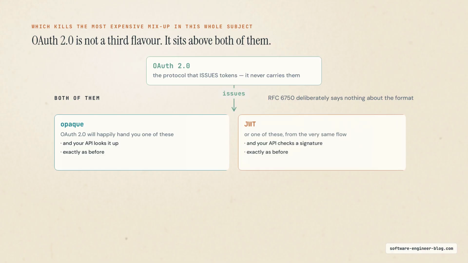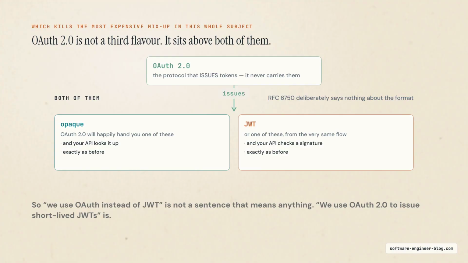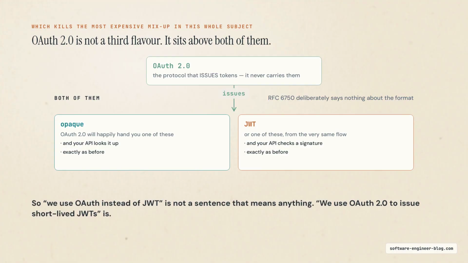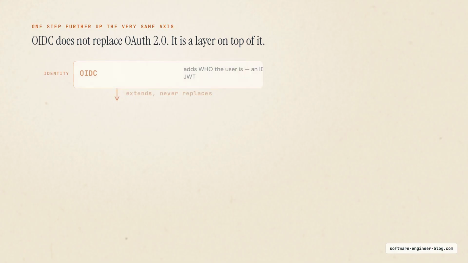So the sentence, "We use OAuth instead of JWT," is not a sentence. It compares a protocol with a file format. "We use OAuth 2.0 to issue short-lived JWTs," on the other hand, means something. Which leaves one more layer, one step further up the same axis, OIDC, which stands for OpenID Connect. OIDC does not replace OAuth 2.0, and it does not compete with it. It is a layer added on top of it.